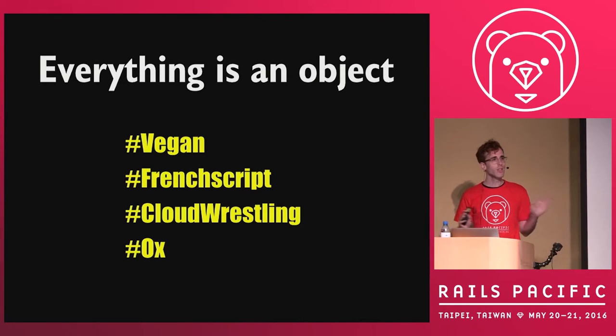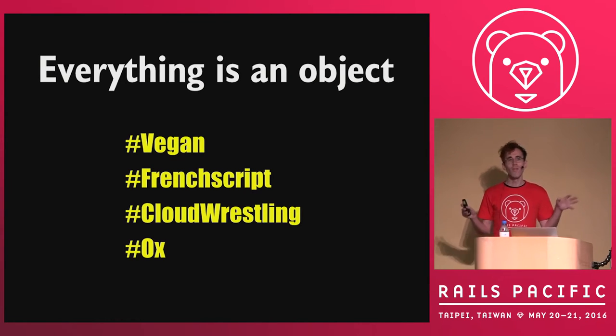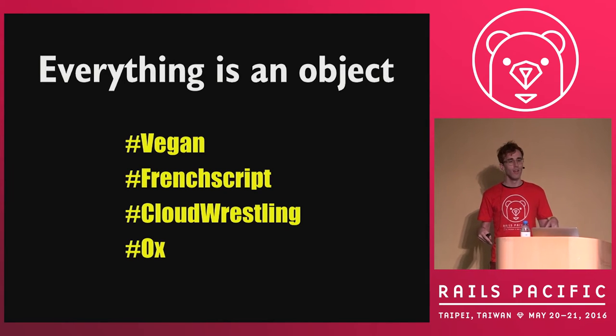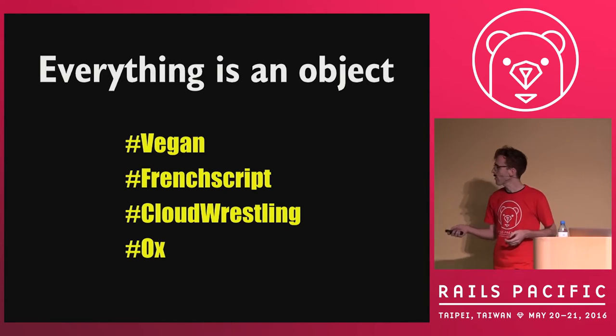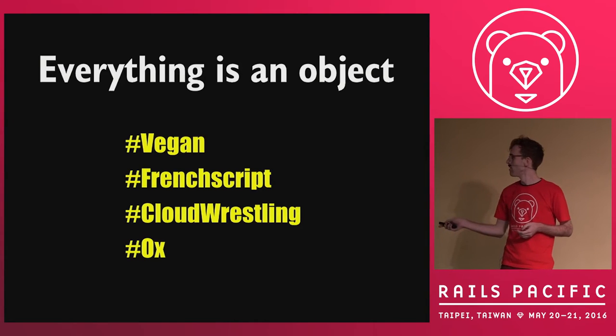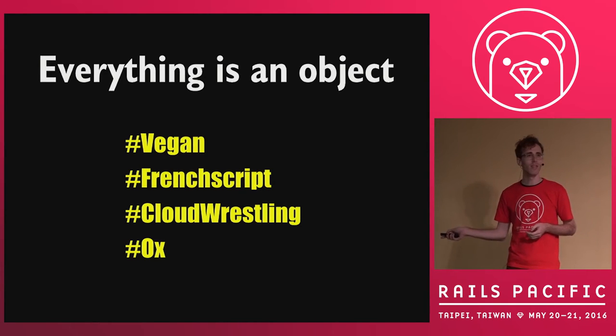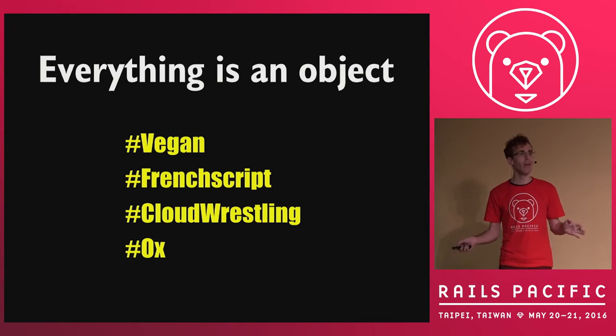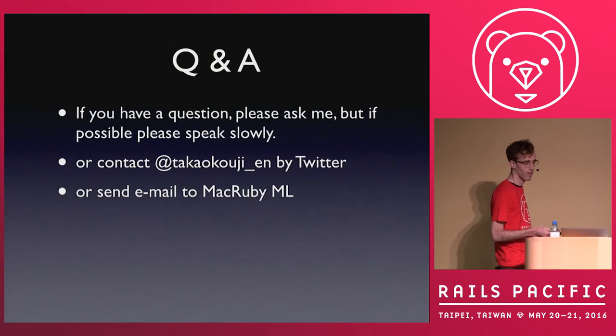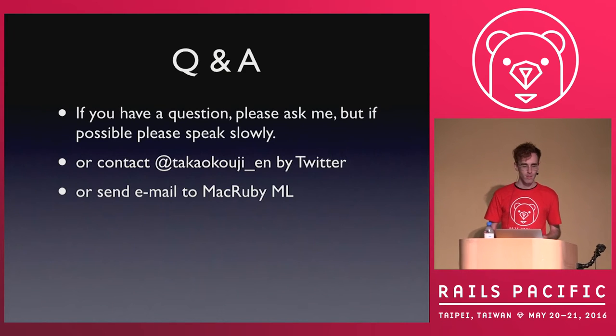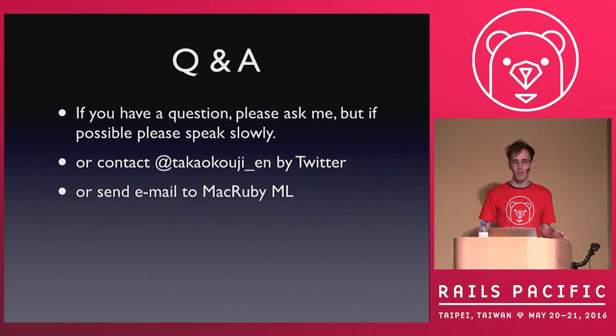So let's keep the conversation going. I don't want this to end here. Tweet about it. Hashtag vegan. Hashtag French script. Hashtag cloud wrestling. And hashtag ox. Let's get the word out there. Thank you for Agile and Remote Connections. You are the best developers and development. You need middleware.